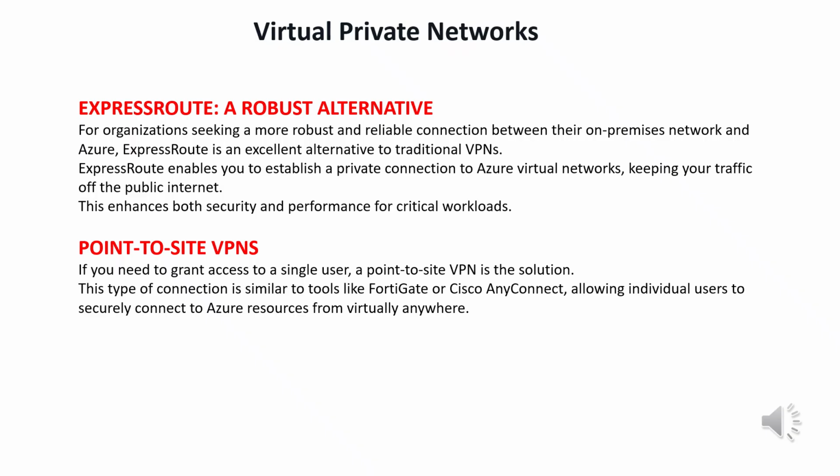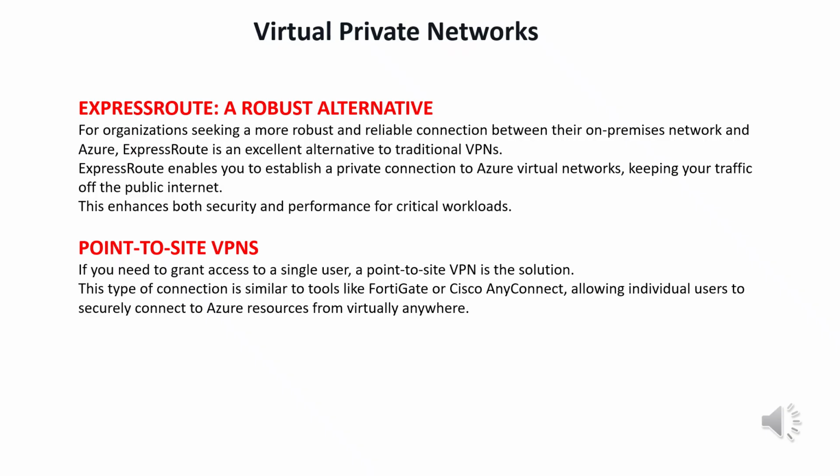For organizations seeking a more robust and reliable connection between their on-premises network and Azure, ExpressRoute is an excellent alternative to traditional VPNs. ExpressRoute enables you to establish a private connection to Azure virtual networks, keeping your traffic off the public internet. This enhances both security and performance for critical workloads.